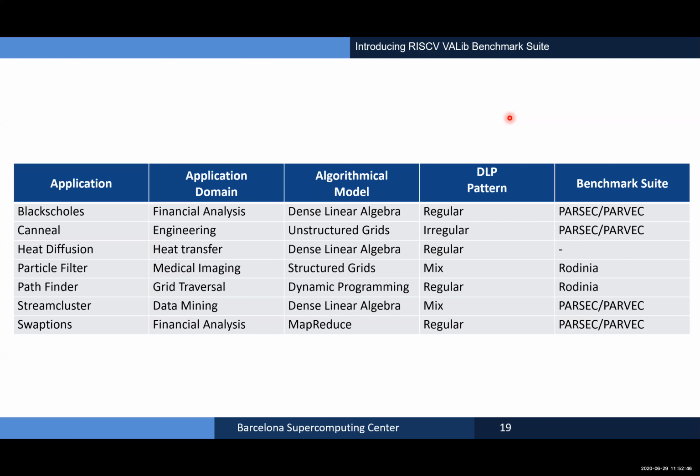Starting from that, we would like to keep the name the same, Valib, in the sense that it's a vectorized application benchmark suite, but for RISC-V. So we have the following 7 applications: Black-Scholes, Canneal, heat diffusion, particle filter, pathfinder, streamcluster, and swaptions. If you look at the algorithmic model, they vary from dense linear algebra to structured grids, unstructured grids, dynamic programming, and MapReduce type. Next slide.